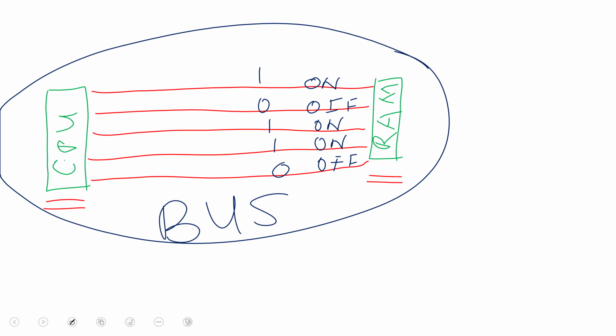It's a 5-wire bus. Therefore, how much can this wire contain at a given time? It can only have 5 bits being transmitted at a given time. It cannot be able to accommodate much more than 5 bits. Why? Because the channel has got 5 wires.